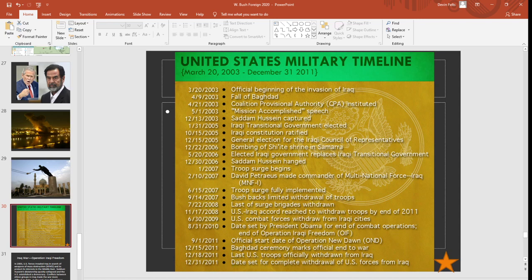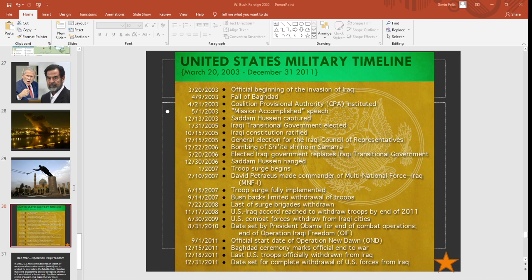So according to the timeline, how long was the U.S. involved in Iraq? Take a look at this timeline right here and give me the year that we invaded until the year when our date for withdrawing was completed. So take a look at that timeline and make sure you answer that question. And then guys, the rest of this is just independent practice. So let's go ahead and read this paragraph together.